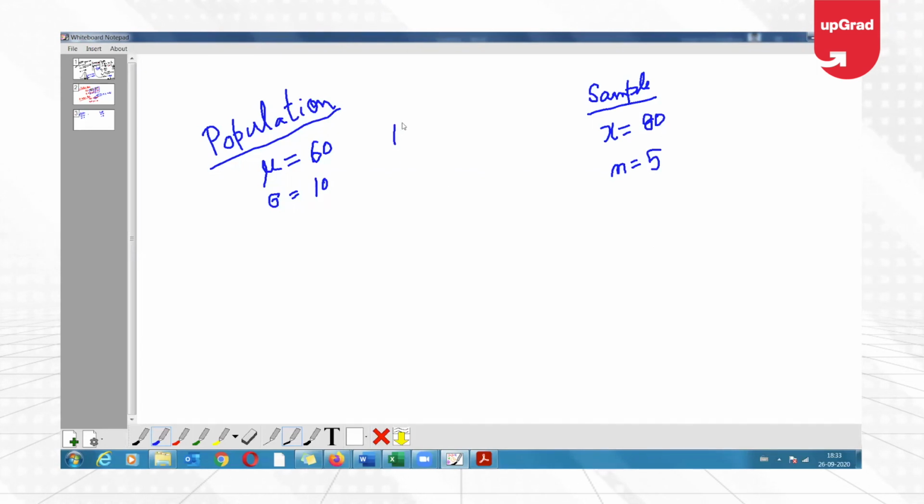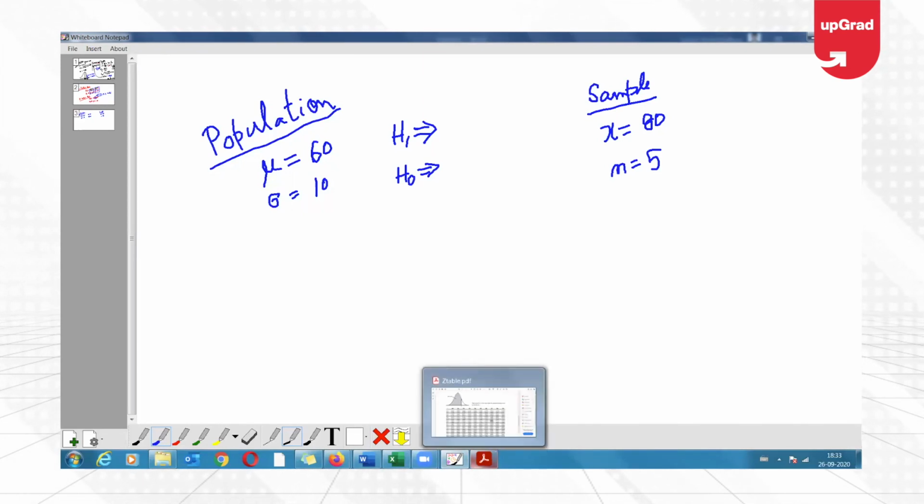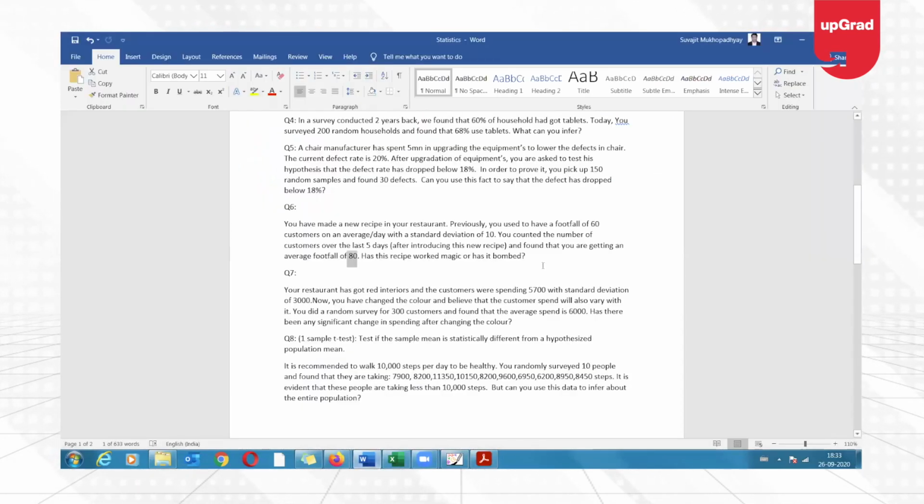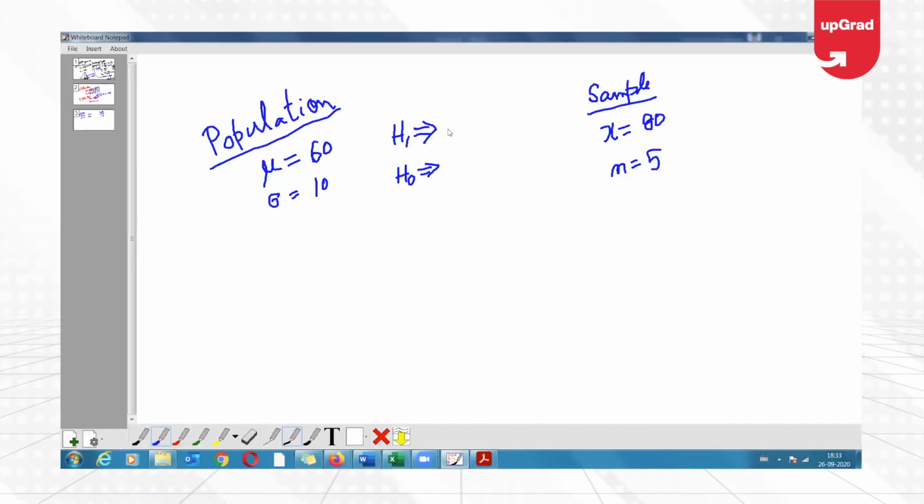So let's write down the alternate and the null hypothesis. Let's go to the problem. So the hypothesis which we are testing is whether it has changed from 60 customers or not. So, not equal to 60.